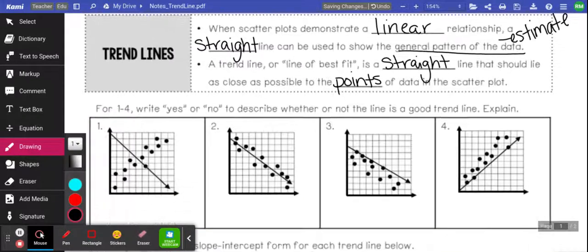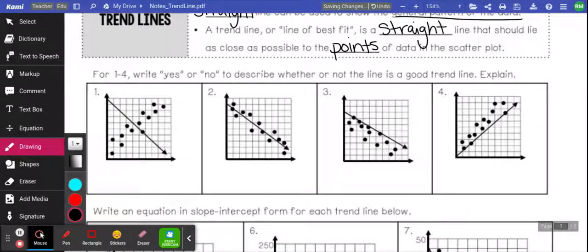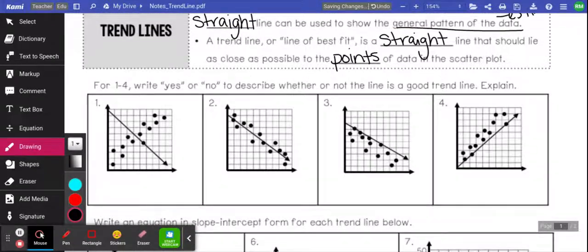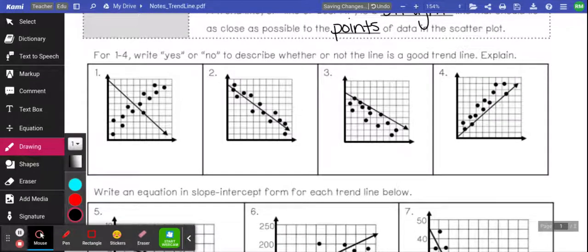Okay, so down below I have 4 examples. It says write yes or no to describe whether or not the line is a good trend line. Okay, so number 1, this line right here. First of all, it's a straight line, which is what we want. Is it close to the points? No. So is this a good trend line? No. It's not a good approximation. It's not a good estimate.